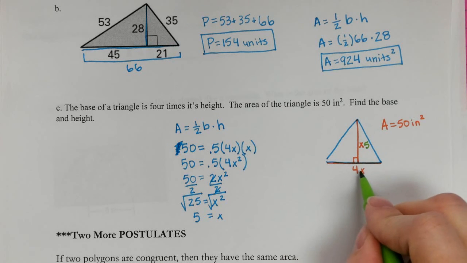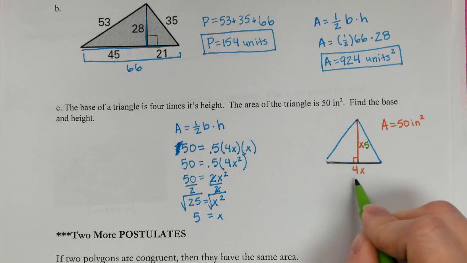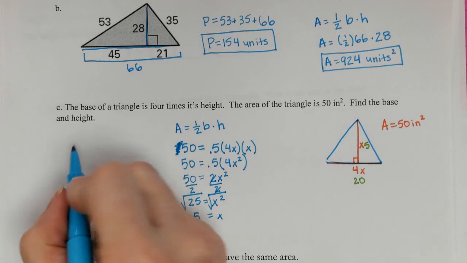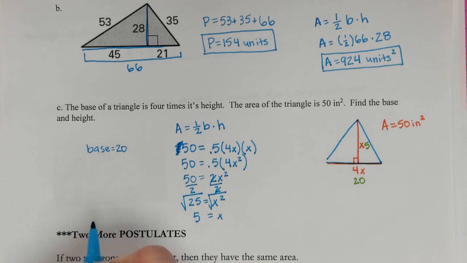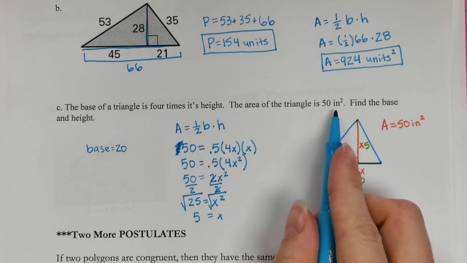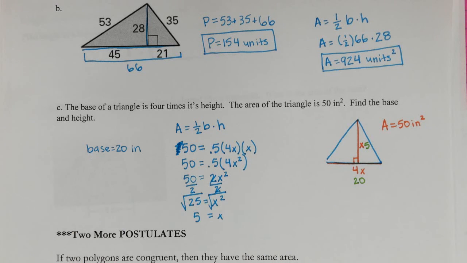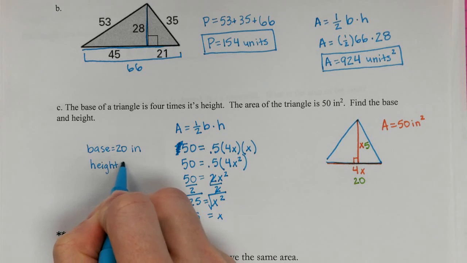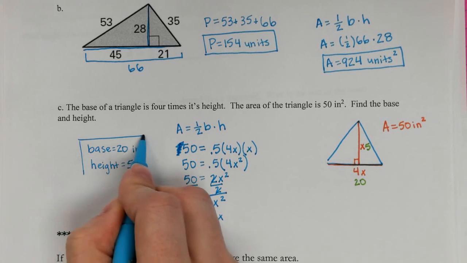But then this one tells me to do 4 times x. So 4 times 5 is 20. So all I did was go plug it back in, and now I can put my answers. So my base, we found out, is 20, and then since we undid the squared, it's just measuring the base, so it's just inches. And then the height, when we plugged it back in, it was just x, so it's just 5, and we're still measuring in inches.